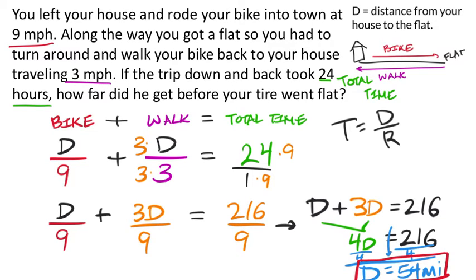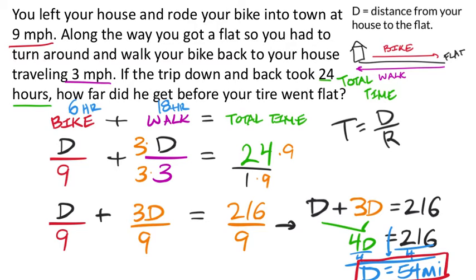Okay. Now, is it 54? Well, if you're 54 miles away from your house and you're biking at 9 miles per hour, that means you were biking for 6 hours. Okay. If you were walking, then 54 divided by 3 is going to be 18. So you would have walked for 18 hours after biking for 6, and that would total as 24 hours. 6 plus 18 is 24, so that checks.